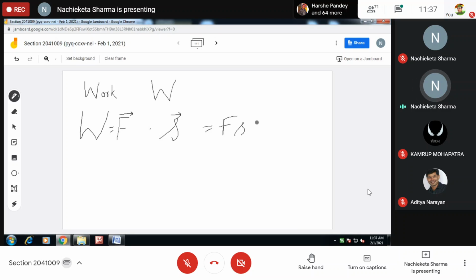Fs cos theta. What is F cos theta? F cos theta is the parallel component of force. So who is actually responsible for doing work? The parallel component, not the perpendicular component. Because F cos theta into S, F cos theta is the parallel component of force, so I have written F parallel into S. The perpendicular component is a silent spectator. It doesn't have any role in doing work. It does other things, but it doesn't do any work. That you must understand.